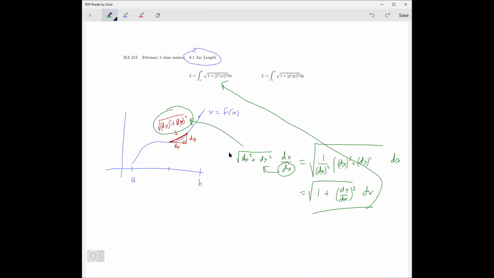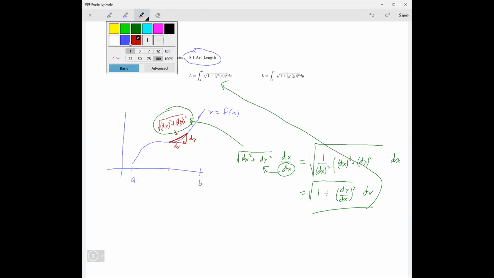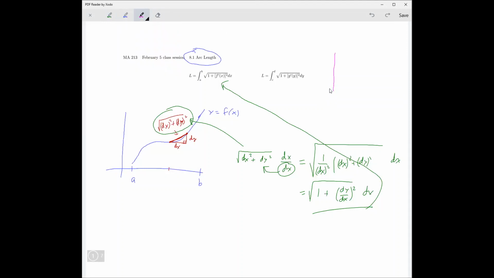Okay, and then this formula here is for the situation where you have a function x equals g of y, and you're going from c to d. So if you have y equals f of x, going from a to b, then it's this one. And if c to d are y values and you have x equals g of y, then you use this formula here.